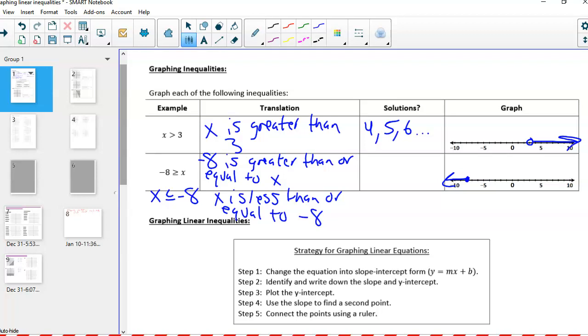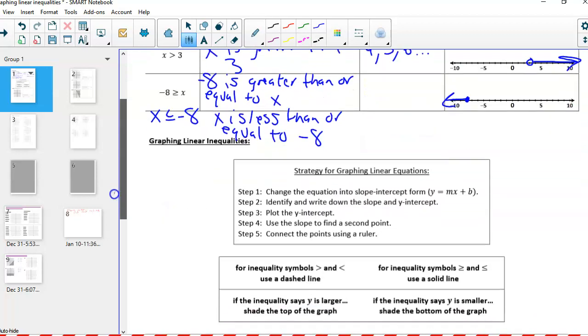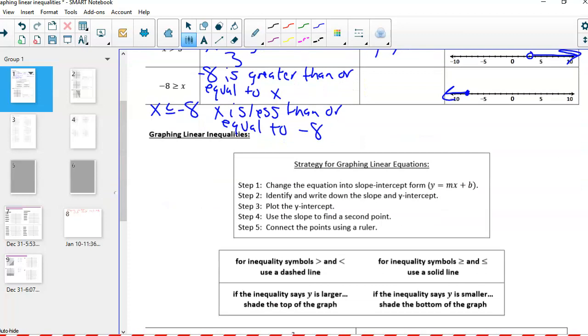So we're taking that, but now we're going to graph them as we would graph a line. Take a second and read these 5 steps to yourself. It depends on if the variable comes first or not. So we should be reading to ourselves.